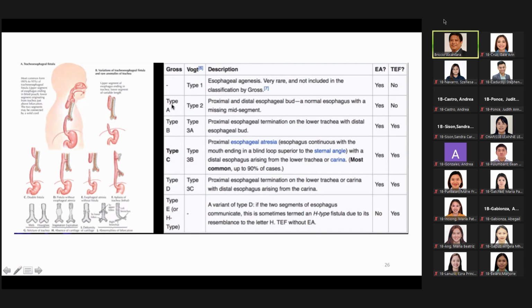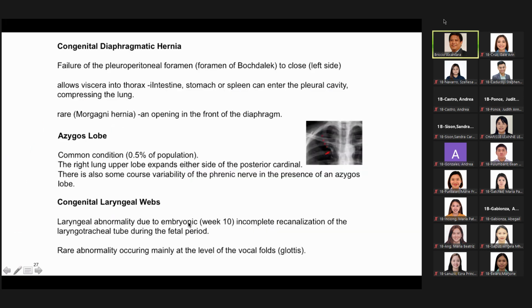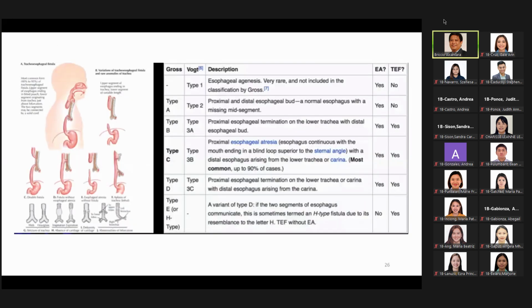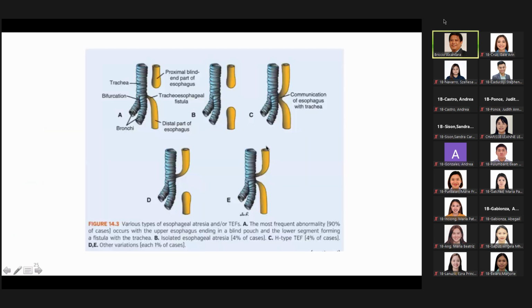If you follow the Gross, you have type A to type H, class. So 90% of the cases will be a type C for your Gross or a type 3B for the other classification, class. So this is now your primary esophageal atresia. Here, this one is the most common.